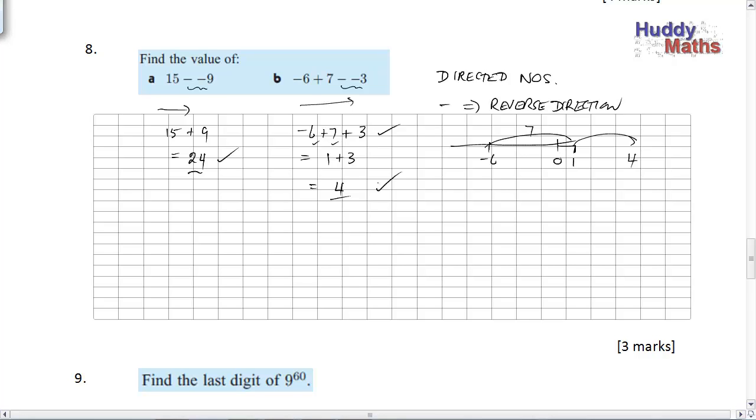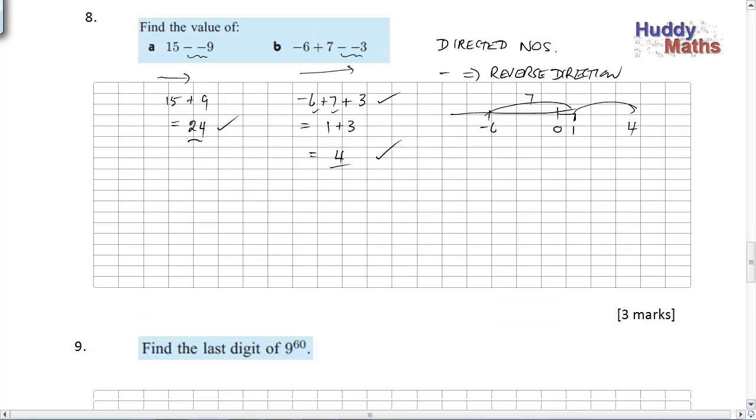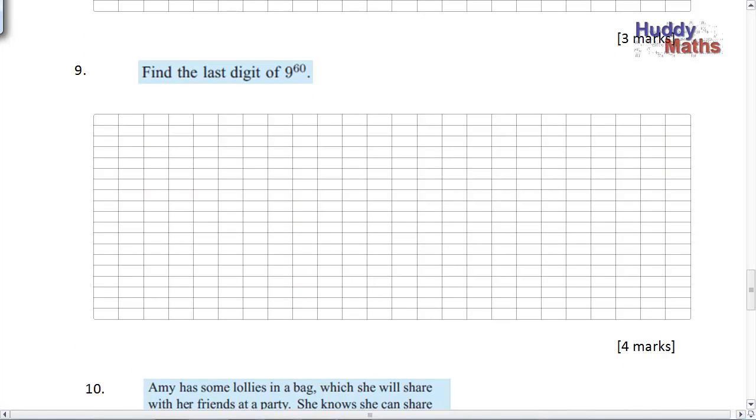Okay, how are you going? Put your marks down. Let's have a look at question 9. Find the last digit of 9 to the 60. Oh yeah? 9 by 9 by 9 by... Oh, no. I can't do that. It's too hard. Okay, you're not meant to do it on the calculator, this particular one. Okay, so how would we do it?